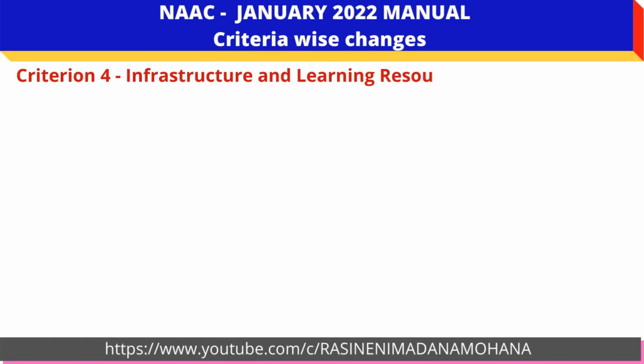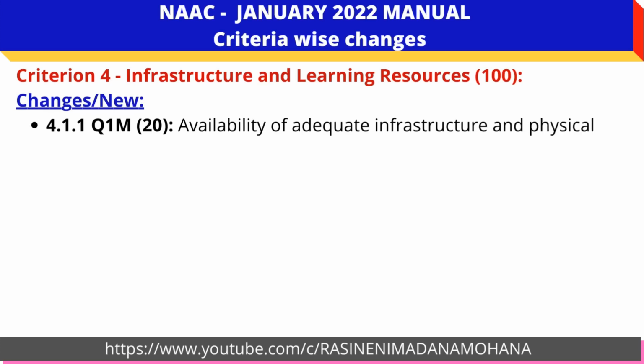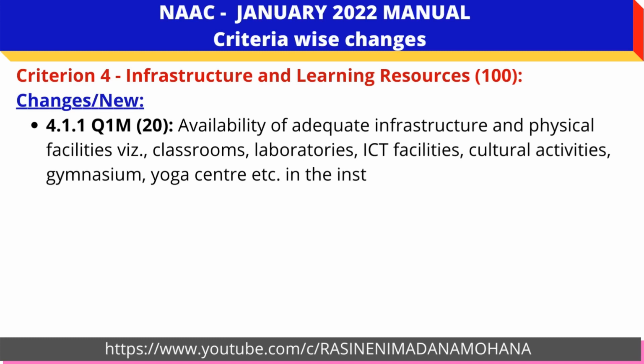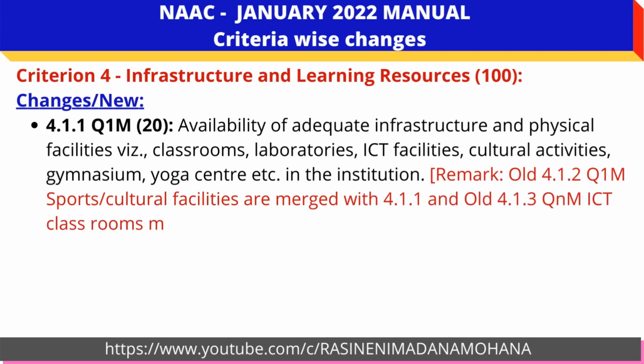Then coming to criteria 4, infrastructure and learning resources. The changes are new. 4.1.1, qualitative metric, 20 weightage: availability of adequate infrastructure and physical facilities, classrooms, laboratories, then ICT facilities, then cultural activities, gym, yoga, etc. Earlier, 4.1.1 was a qualitative metric only on adequate infrastructure and physical facilities. Now earlier we had a quantitative metric, classrooms with ICT facilities, that is merged with this qualitative. And 4.1.2 earlier was qualitative: cultural activities facilities, then gym, yoga, etc.